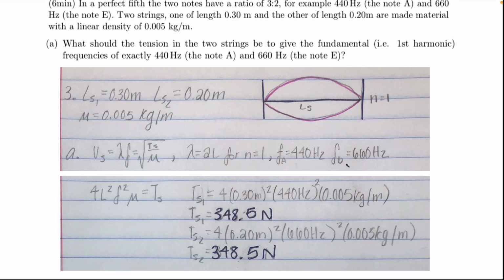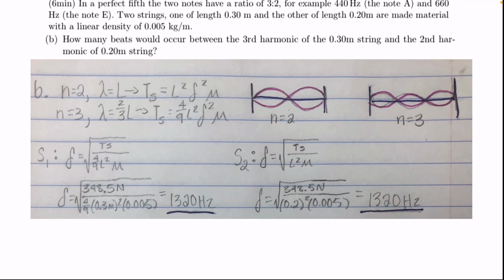So the key thing here is keeping straight what values go with what equation. So for the 0.3 meter string, that goes with the 440 hertz. So once we plug in those numbers, we get 348.5 newtons. And then for the 0.2 meter string, they gave us 660 hertz, and we get the same tension of 348.5 newtons. So that's the answer for part A.